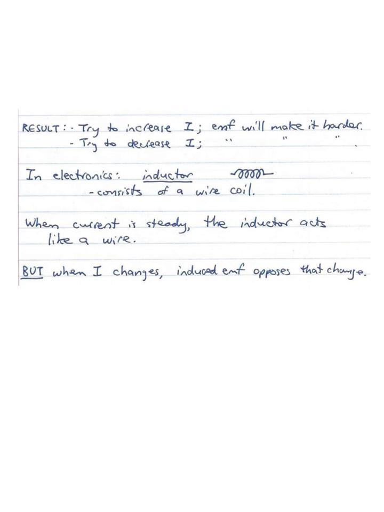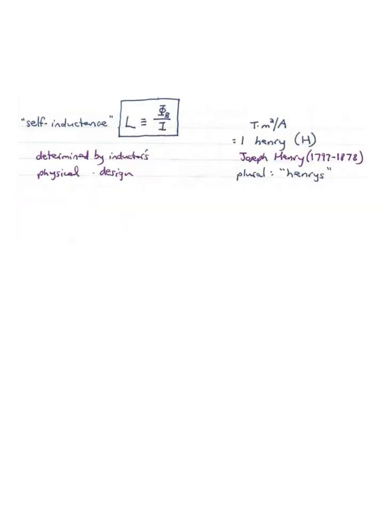In electronics, we have something called an inductor, and there you see the symbol for it. Looks like a coil, and we've used it in our circuits. It consists of a wire coil. When a current is steady, the inductor acts just like a wire. However, when the current changes, an induced EMF will oppose that change in current. And so we say that it has what's called self-inductance.